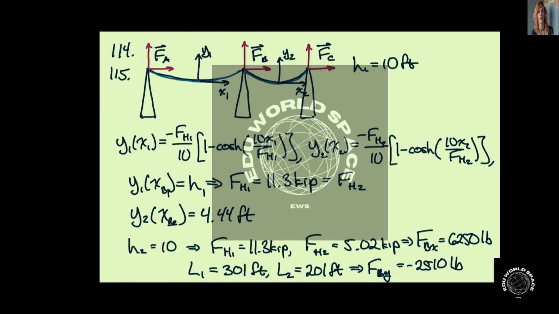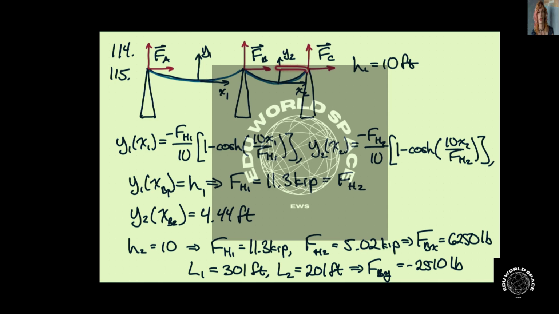I'm going to look at problems 114 and 115 together because they both analyze this structure, or this system, where we have power transmission cables suspended between these towers here. We are told that these ones are 300 feet apart and these are 200 feet apart, and that the sag here is 10 feet.